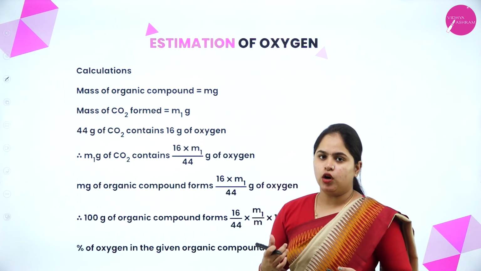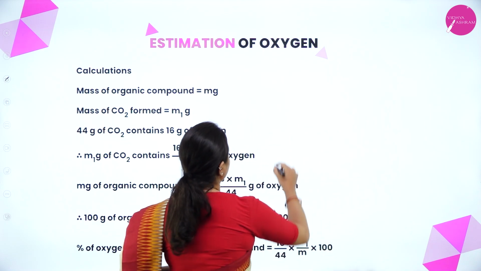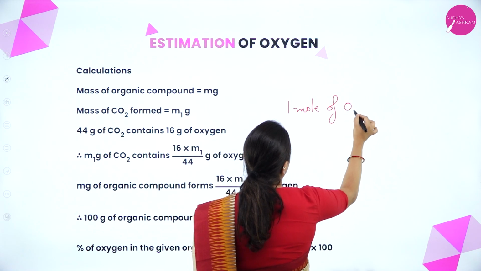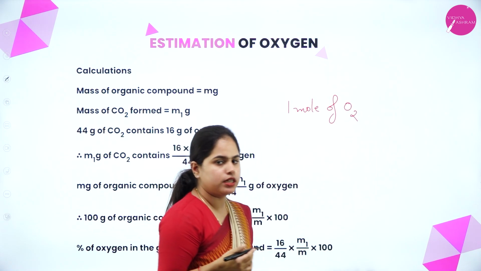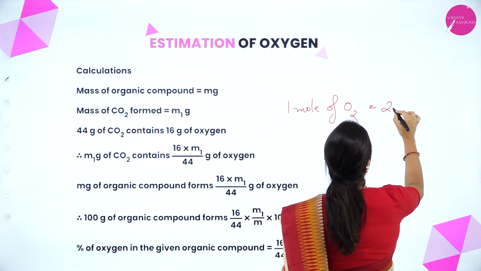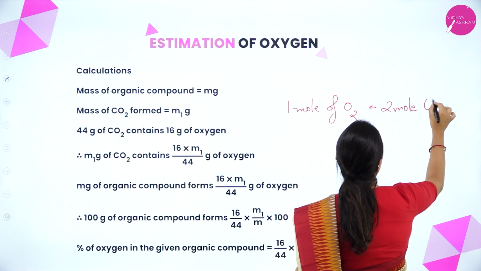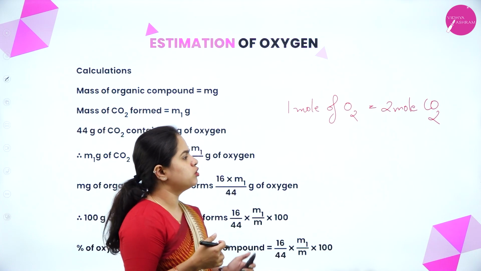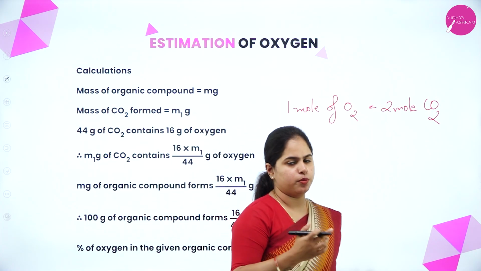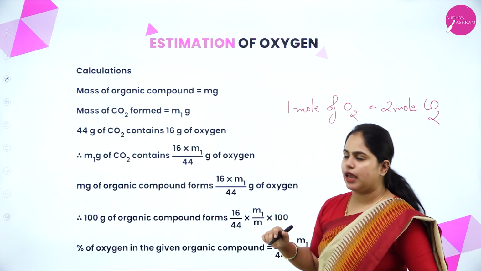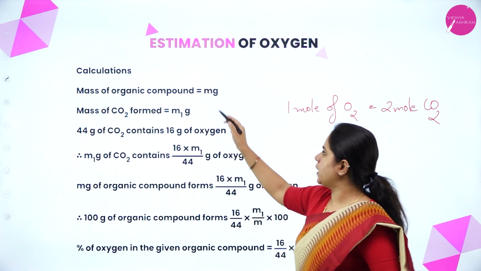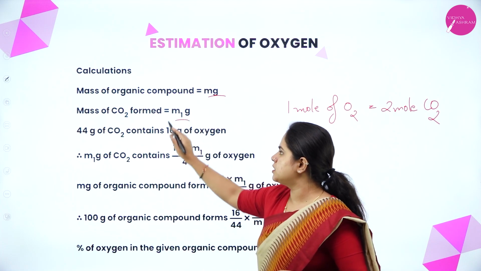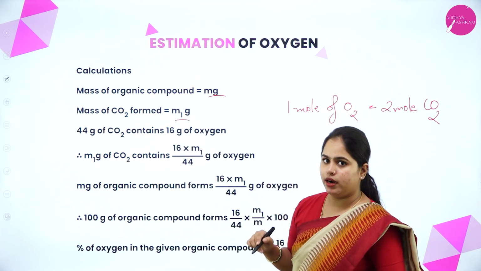So now moving on to the calculations. What you have to remember is that for every 1 mole of oxygen which is liberated, 2 moles of carbon dioxide will be formed. So from the calculations, let's see, the mass of organic compound is considered as m gram, and the mass of carbon dioxide formed is m1 gram.